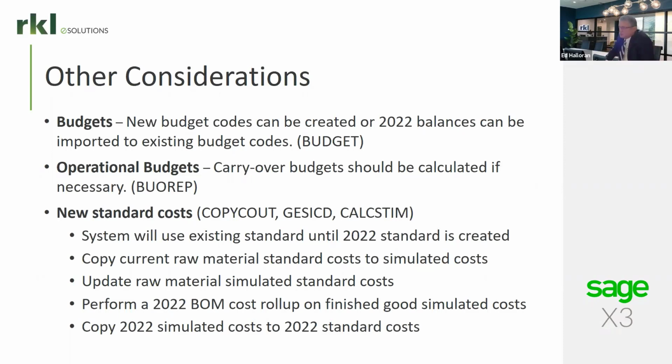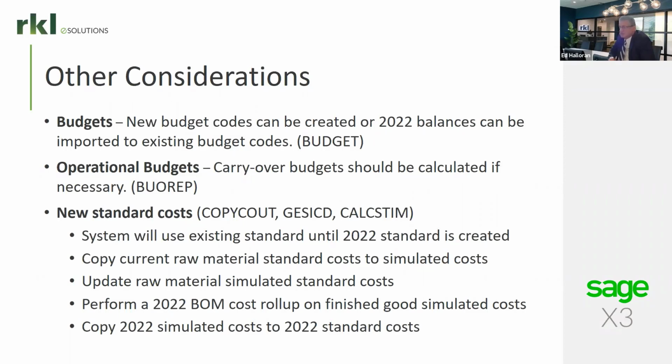And then once you've updated all your raw material costs and you've got your new overhead allocation rates going and any fixed cost changes, that type of thing, you can do a BOM cost roll-up for 2022, and it will roll up to a new finished good cost based upon the simulated cost of the raw materials.